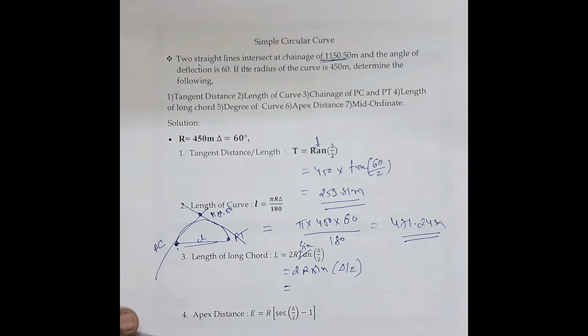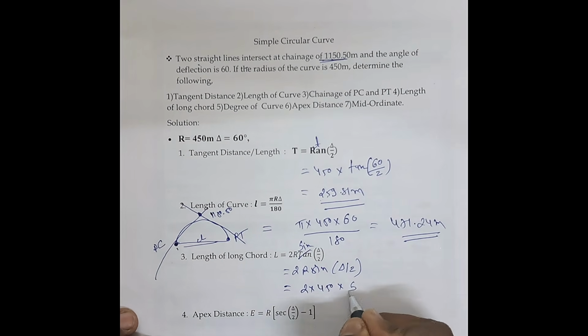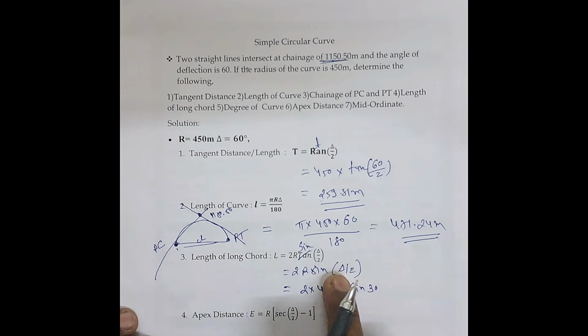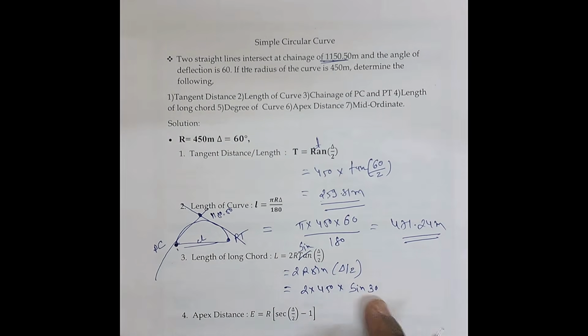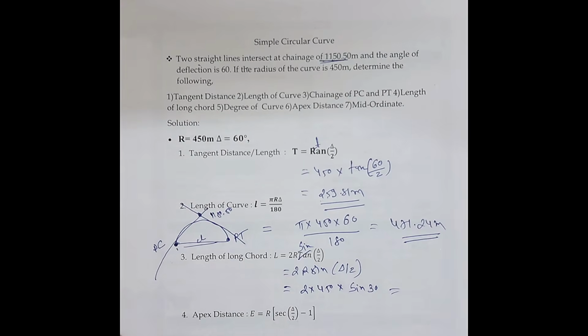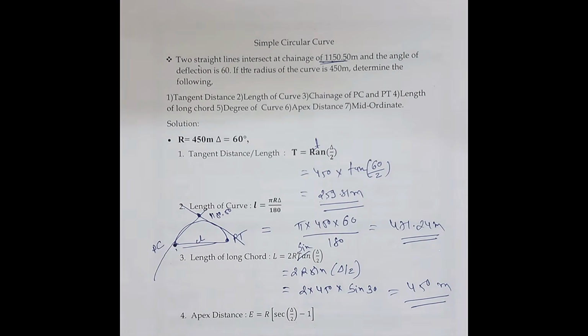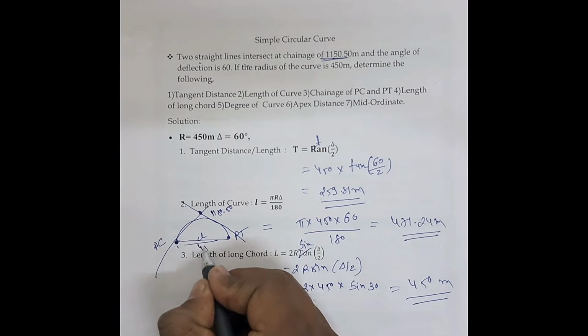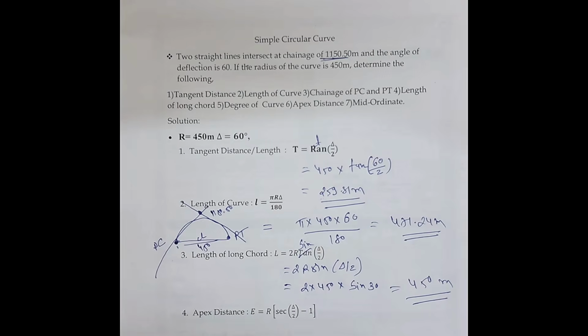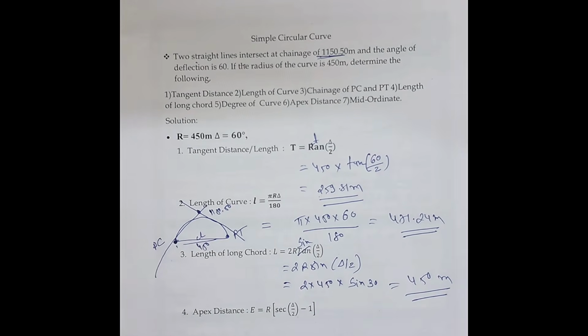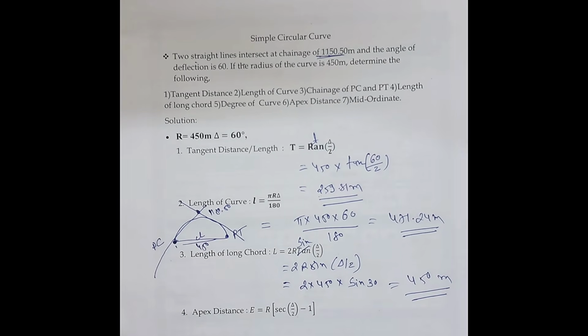So the length of the long chord is equal to 2R, and R is already mentioned. Find sin 30 degrees. Remember delta is equal to 60, so 60 by 2 is 30 degrees. Find the value of this and you will get exactly 450 meter, because sin 30 is one half. So 1 by 2 and the 2 cancel, so it is equal to 450 meter. So this will be your long chord, 450 meter. Clear? This is the length of the long chord.